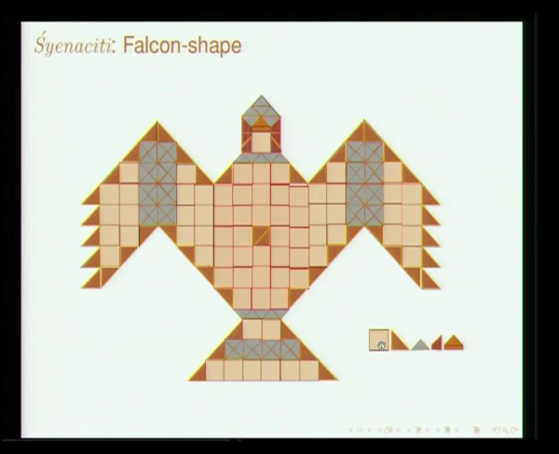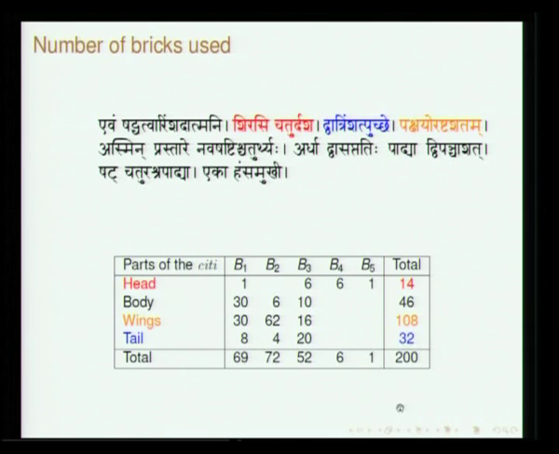It is made up of basically 5 types of bricks. The total number of bricks, as I was mentioning, should be 200. This is the constraint. The head will have 14 bricks, body 46 bricks, wings 108, tail 32, making the total. These are the 5 types of bricks. All that has been very clearly stated in the sutras.